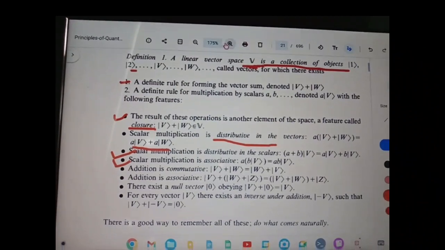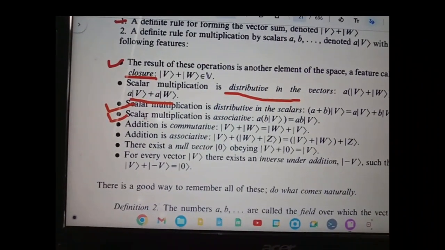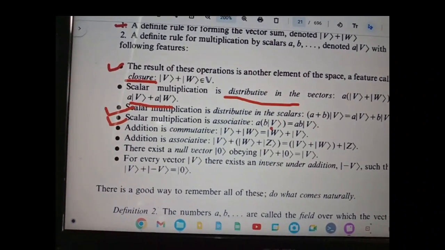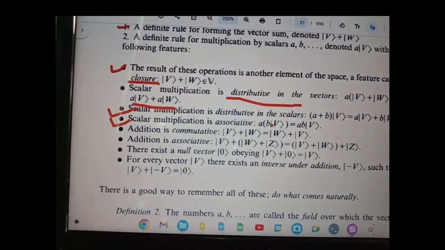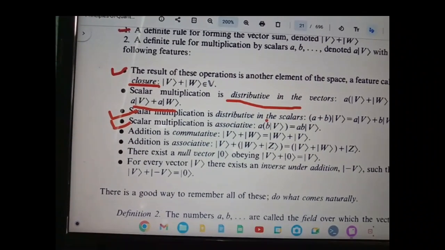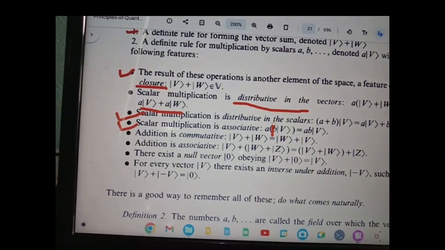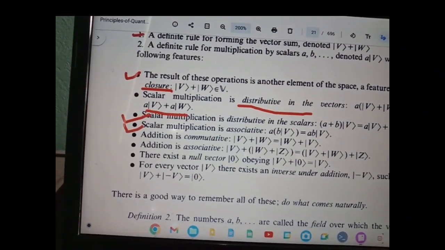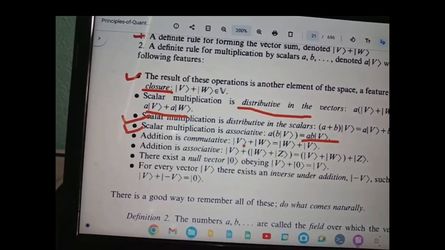Another property is that the scalar multiplication is associative. What is this? If we have a vector space v, and I multiply it by a scalar b, and then I multiply the whole by another scalar a, the answer will be a b times the vector.